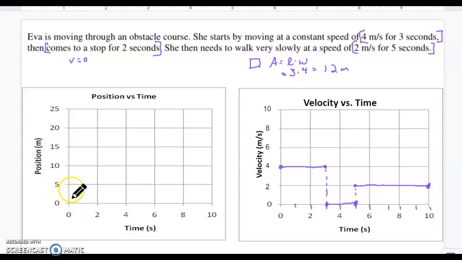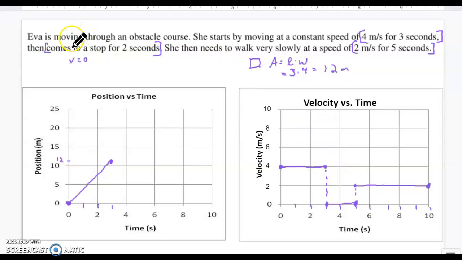So over here on my position versus time graph, I start at 0, and for those first 3 seconds, 1, 2, 3, it went 12 meters. So I write that on here by going, about here is 12. And I make my mark. It's a straight diagonal line between them.